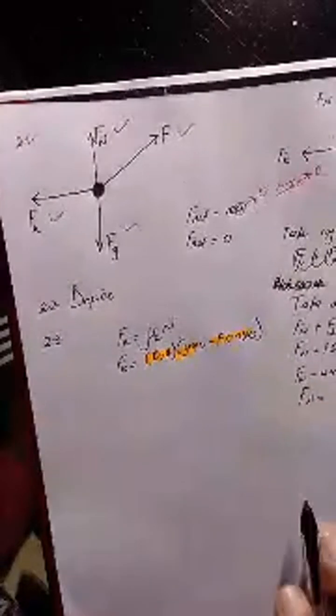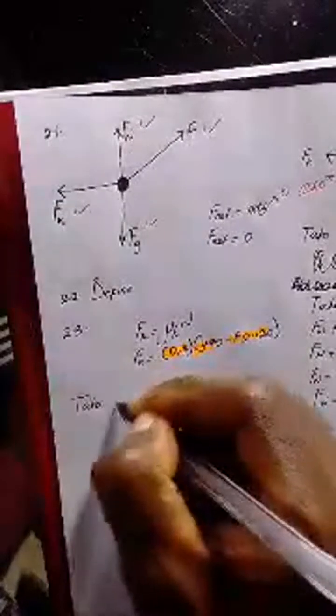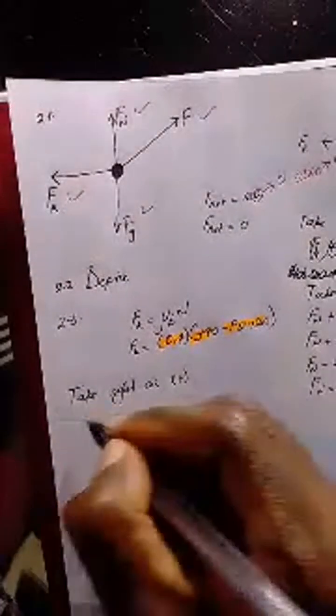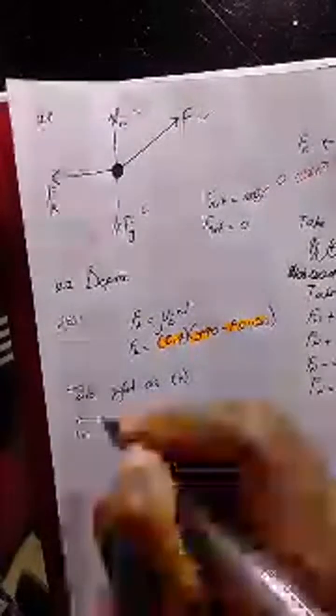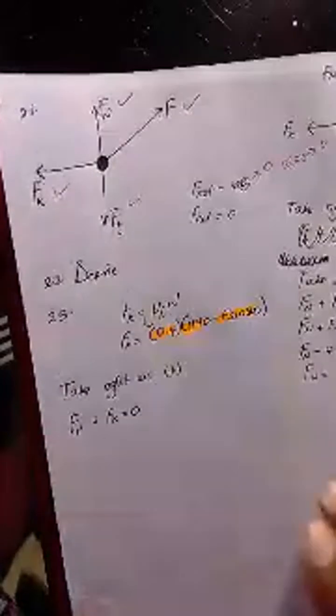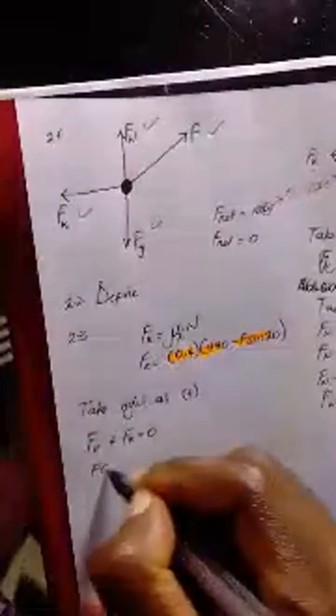And then we need to generate our equation again. Let's move this into here. You need to take right as positive, so it was F parallel plus Fk equals 0. Our F parallel is this one. We substitute F cos 20, so it's F cos 20.